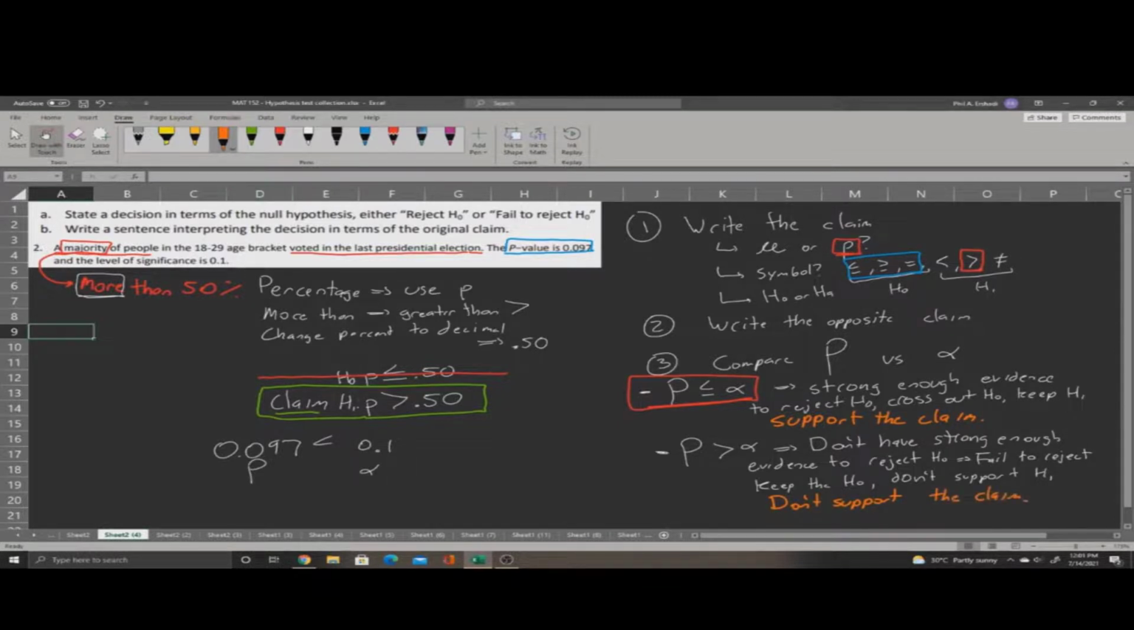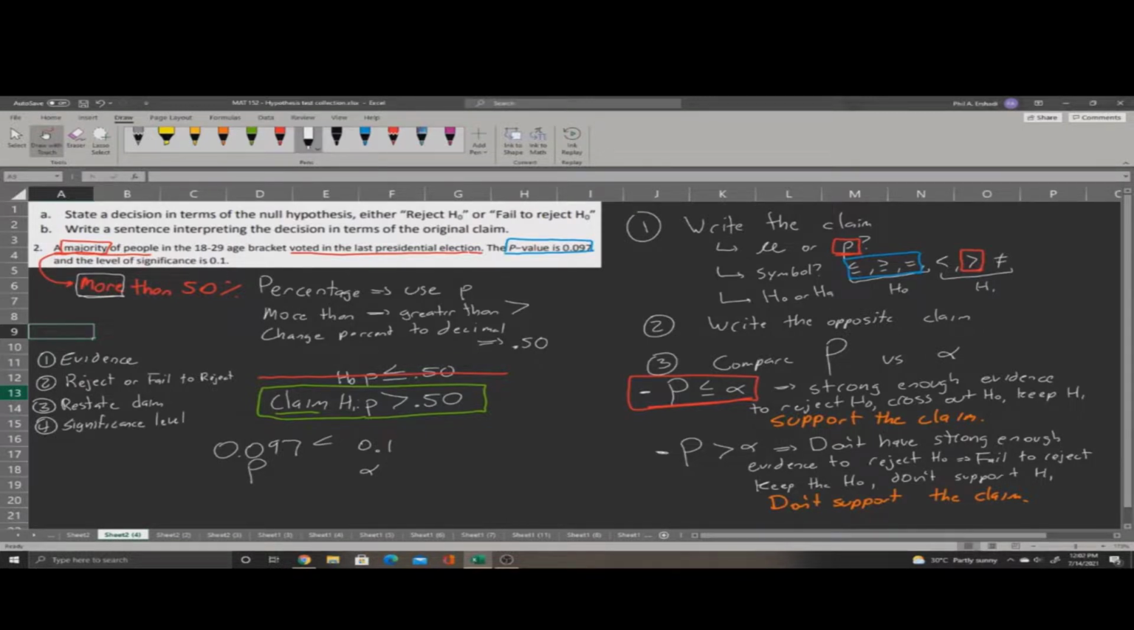Now let's restate this decision in terms of the original claim. There are 4 things we want to say. We want to say something about the evidence. Say something about whether you're rejecting the null or failing to reject the null. Go ahead and restate the claim. And mention the significance level also.